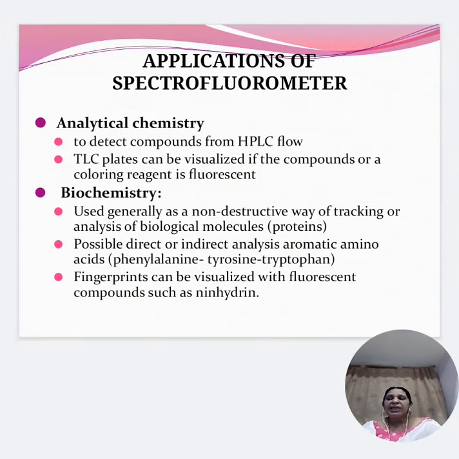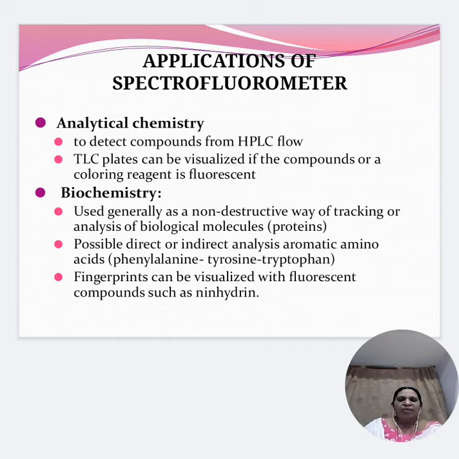Then analytical chemistry. It is used most widely in analytical chemistry to detect compounds in HPLC flow, that is, high pressure liquid chromatographic flow. TLC plates can be visualized if the compounds or a coloring reagent is fluorescent. So in analytical chemistry also, to detect compounds we can use spectrofluorometers, where fluorescent coloring reagents are used.